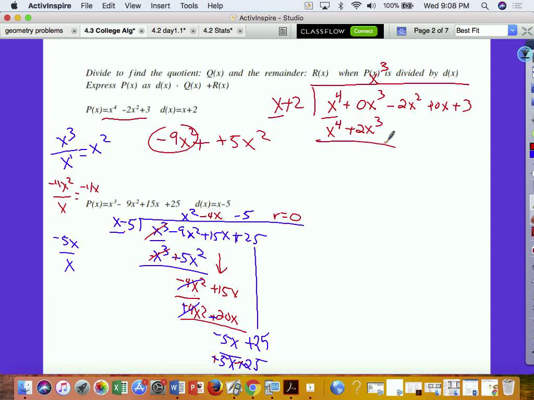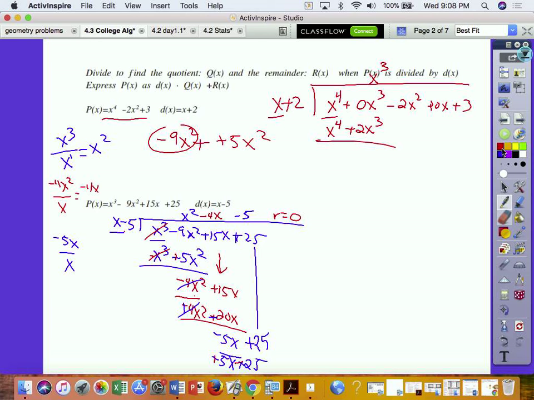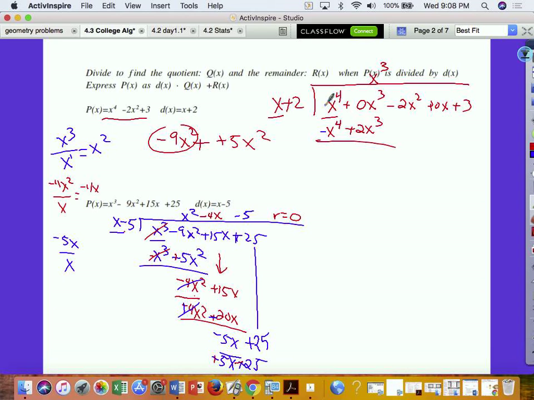I'll give you a chance to think about what the next step is, but it's going to involve switching some signs. So I got to subtract this from this by switching it to its opposite and adding, switching this to its opposite and adding. So that's 0 when they add together. This is negative 2x cubed when you add together. Bring down the negative 2x squared.